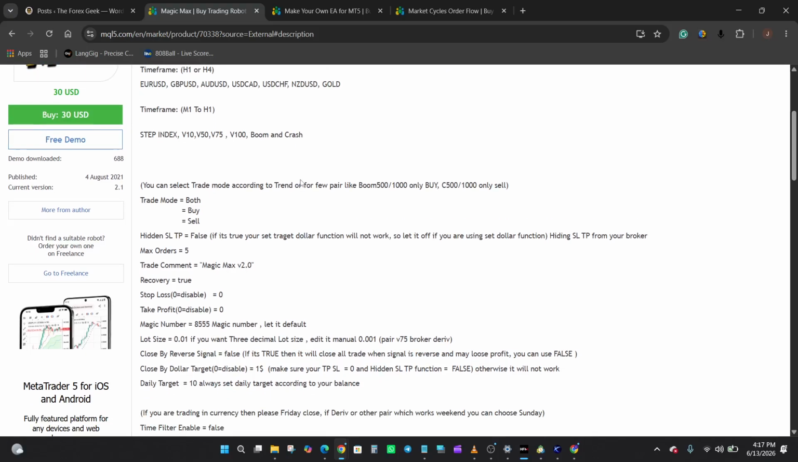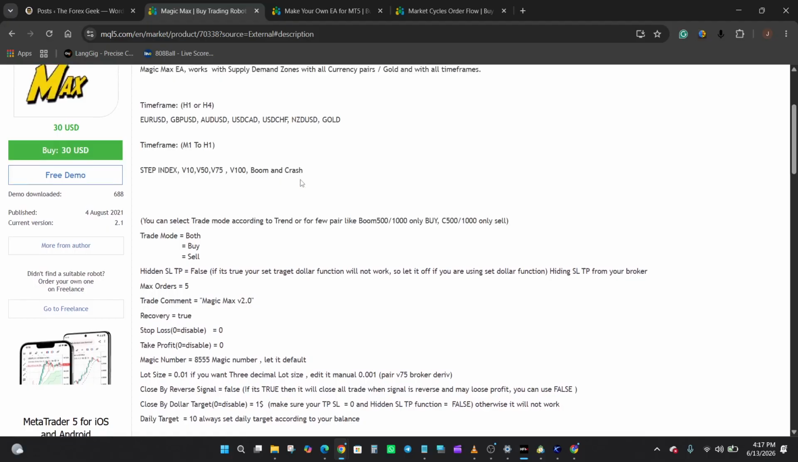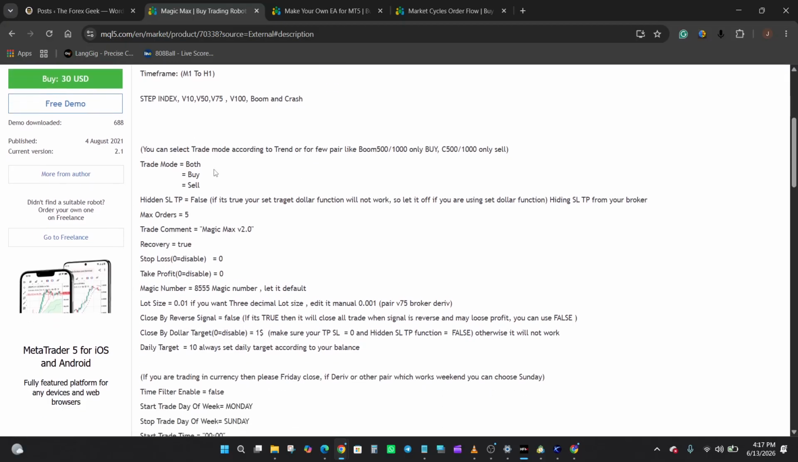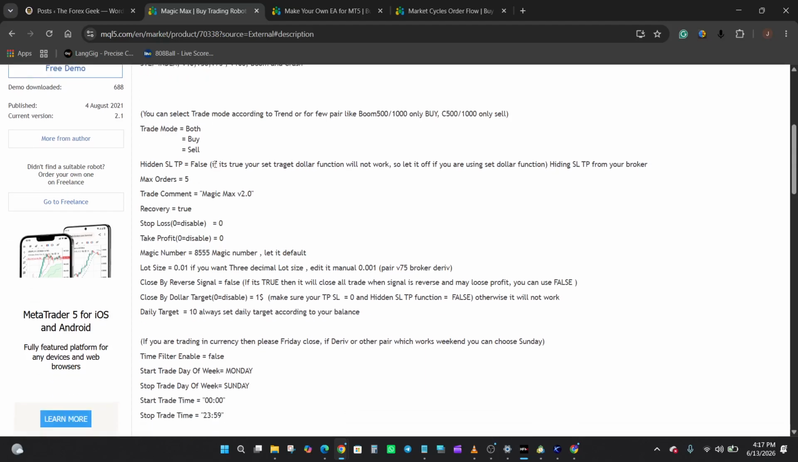One key point mentioned early in the settings is that the EA allows users to choose different trade modes. You can set it to buy only, sell only, or both direction trading, depending on your strategy or the instrument you are working with. This gives some flexibility in how the system responds to market conditions.